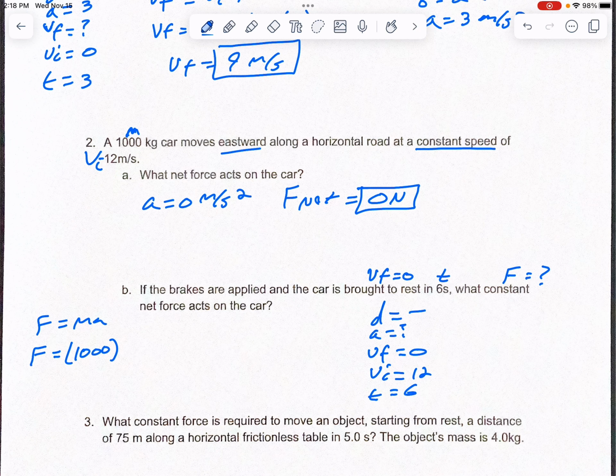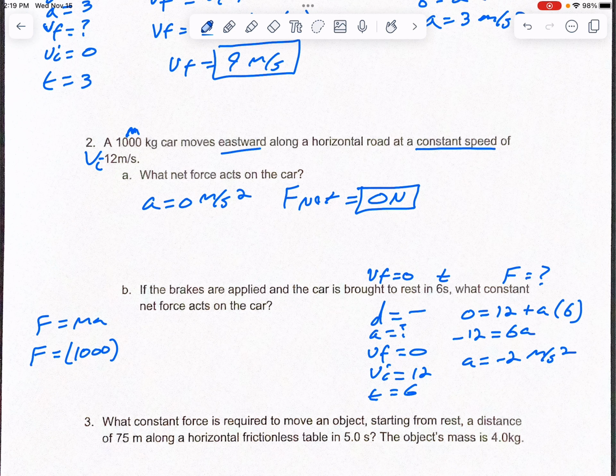So we're going to use equation number 1 again, that whole VF equals VI plus AT. So 0 equals 12 plus A times 6. Now what I'd do is I'd bring that 12 over. It becomes negative 12 equals 6A. Divide both sides by 6, and you get acceleration of negative 2 meters per second squared. So it is okay to get negative because it's bringing you to a stop. That is negative acceleration.